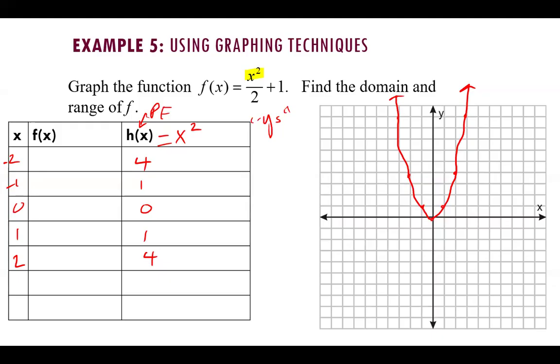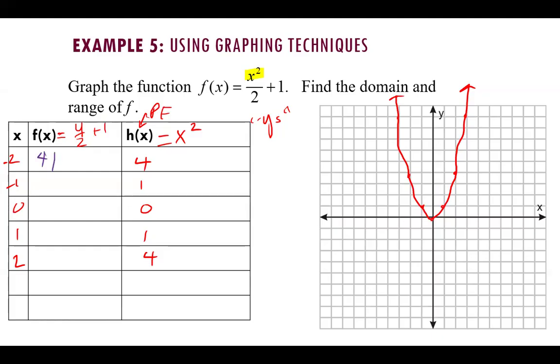Dividing by 2 because these are outside transformations taking place. So our new f of x, our y values, we're taking our parent function values and we are dividing them by 2 and we're adding 1. So to each one of my parent function y values, I'm dividing them by 2 and adding 1. Okay, so that's going to be the transformation that takes place.